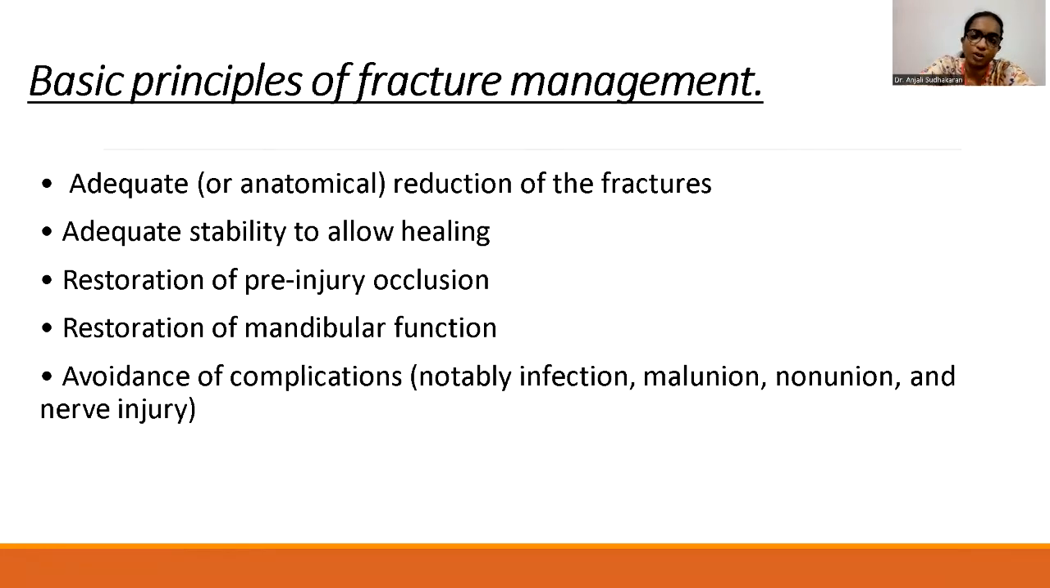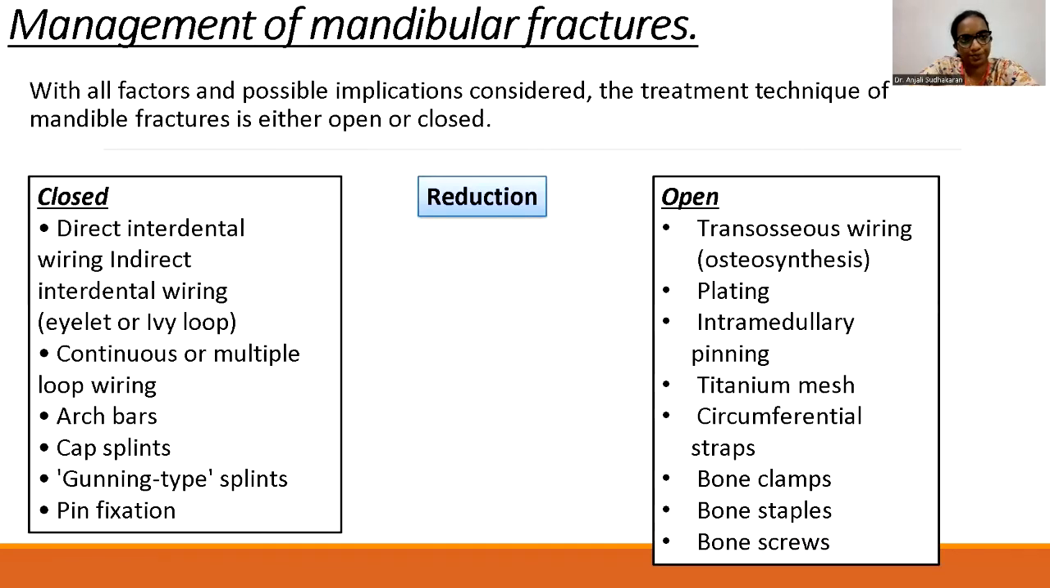Because whatever we do for treatment, the patient has to open their mouth and chew. So for that, the patient needs full movement of the mandible, and they need a good occlusion. So that is what objectively the patient needs after your treatment. So that is very important. And restoration of the mandibular function, again, the patient should be able to open, close the mouth, and speak well. So that needs to be restored. Now, avoidance of any complication, that is infection, malunion, non-union, and any nerve injury should be avoided.